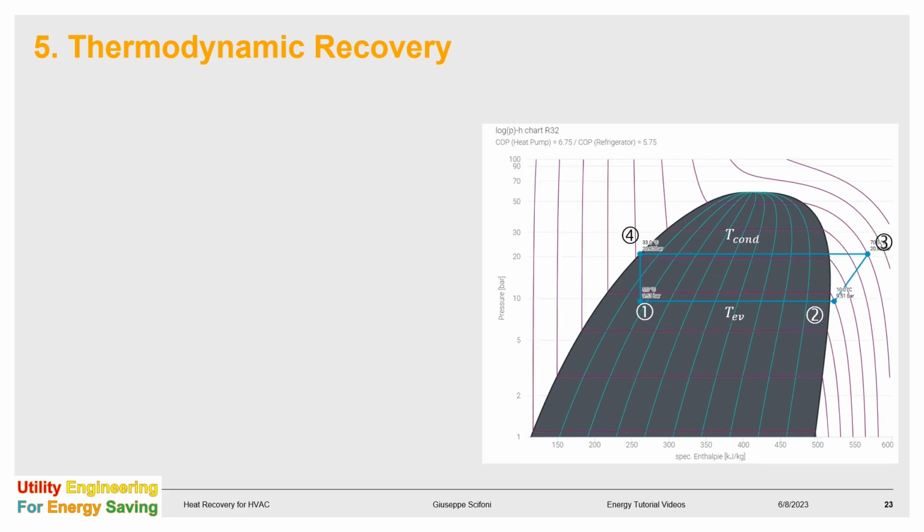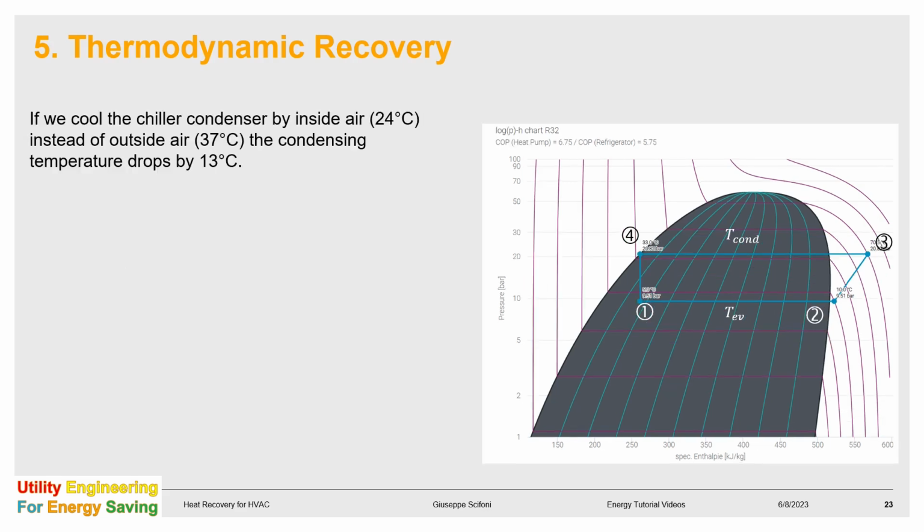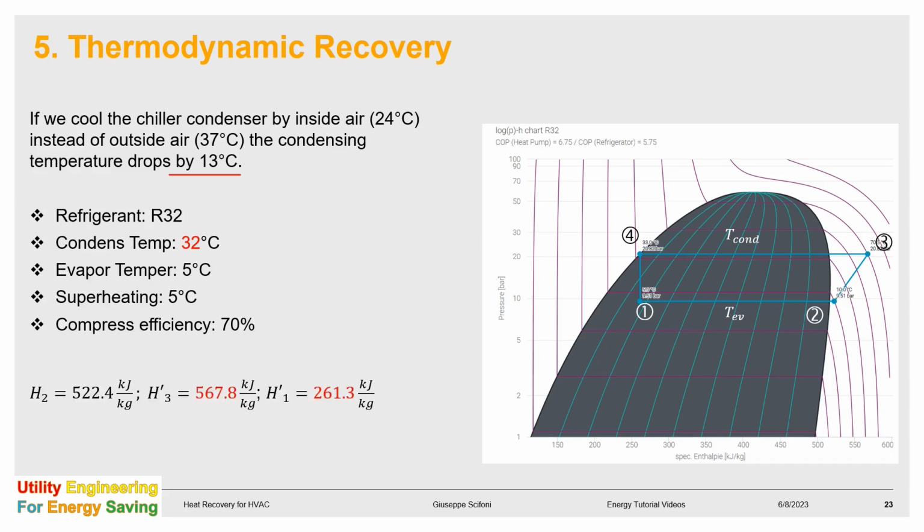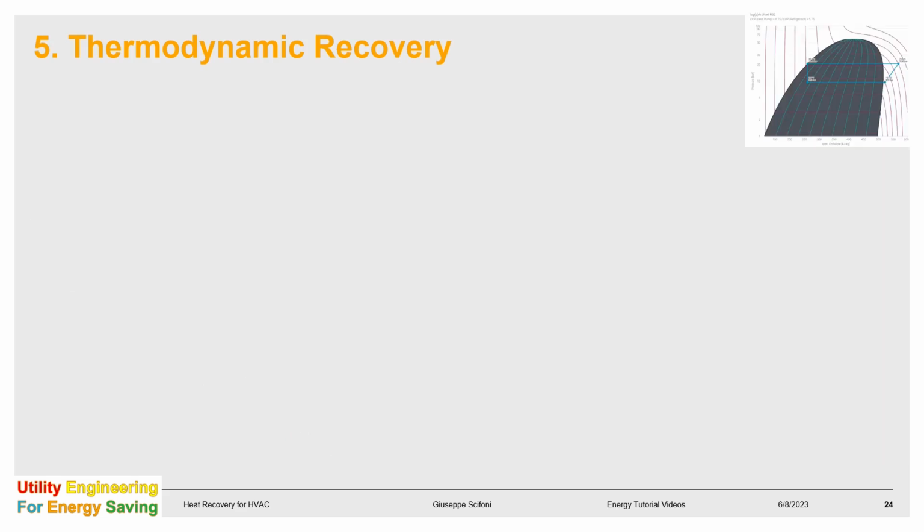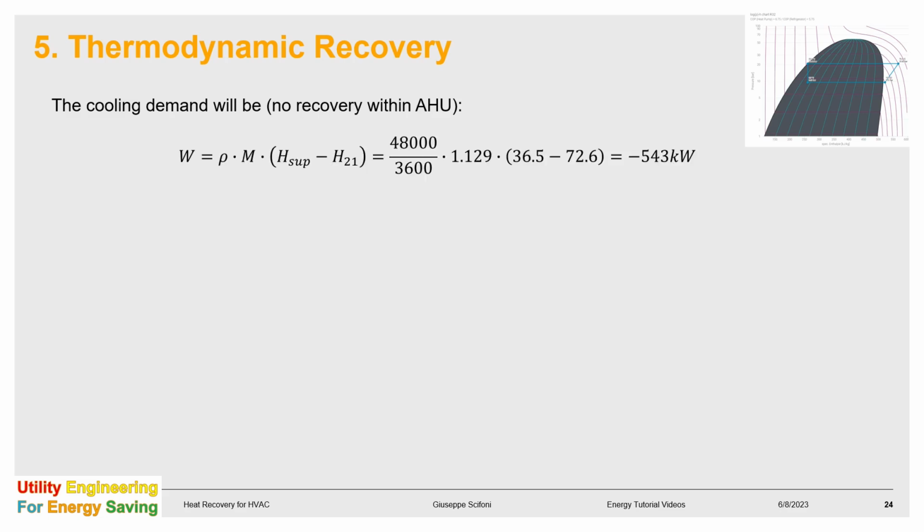3.69. Should we cool the condenser with the inside air in place of outside air, the condensing temperature is expected to drop of about 13 degrees. The new EER turns into 5.75. The cooling demand will be the product of the mass flow, also volumetric flow times density, and delta enthalpy. We land to negative 543 kilowatt.